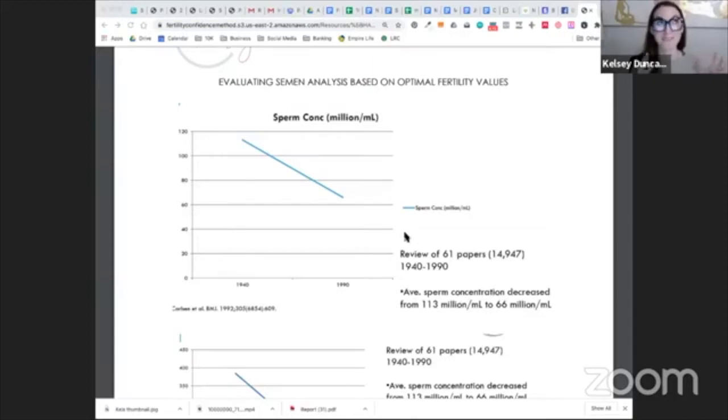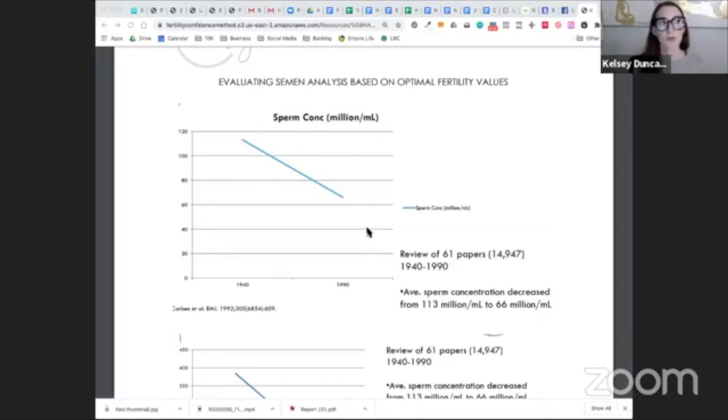I feel very confident saying that that's likely accurate in terms of average. That's definitely the average that I see in private practice and when I'm reviewing assays for clients. So I would not be surprised if they were to repeat this study now that this line continues on down here. So we see an average concentration decrease from 113 million to 66 million between 1940 and 1990. That's over 50% of a decline.